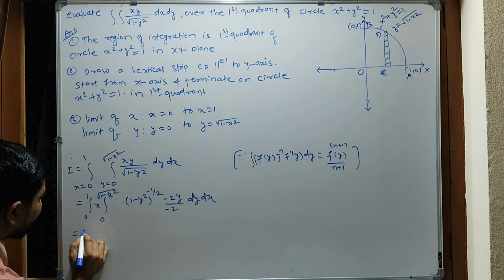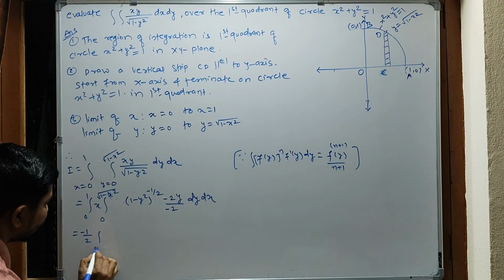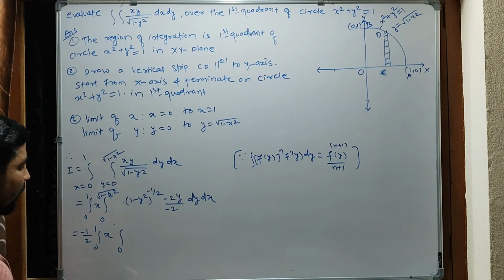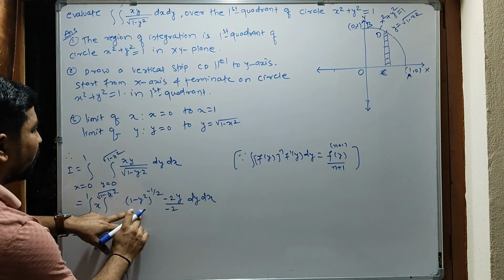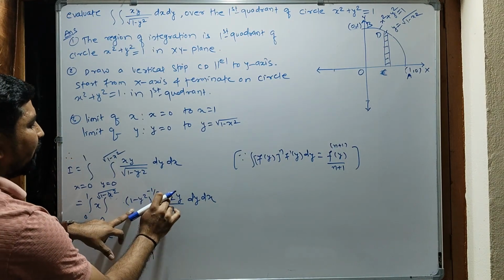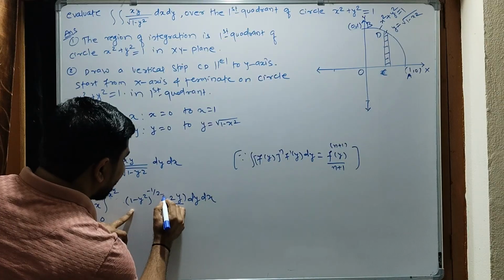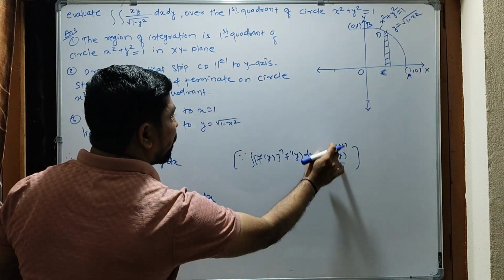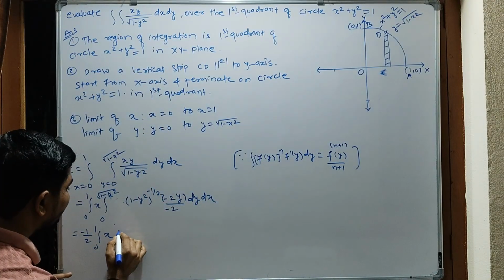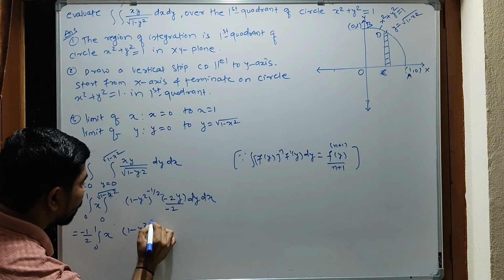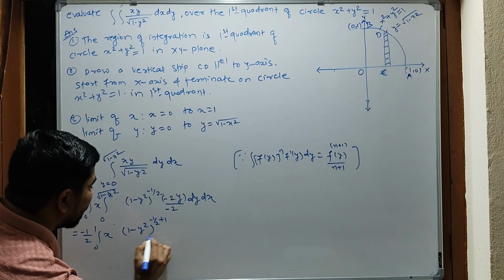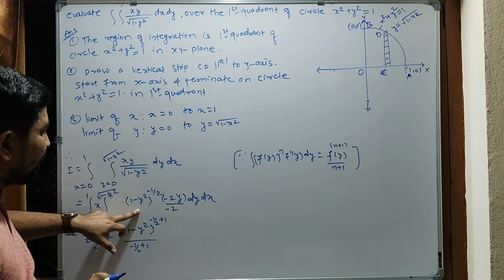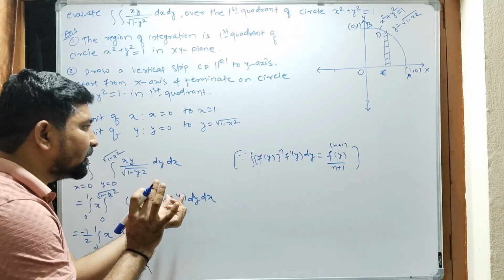So here this is equal to minus 1 by 2 times the integral from 0 to 1, x, and 0 to under root 1 minus x square. Here just observe the f(y) to the power n into f dash of y. So here this is my f dash of y, minus 2y. So this is my f dash of y. So here I will use f(y) to the power n plus 1 by n plus 1, that is 1 minus y square to the power minus 1 by 2 plus 1, by minus 1 by 2 plus 1. So here this is my f(y), this is my f dash of y.